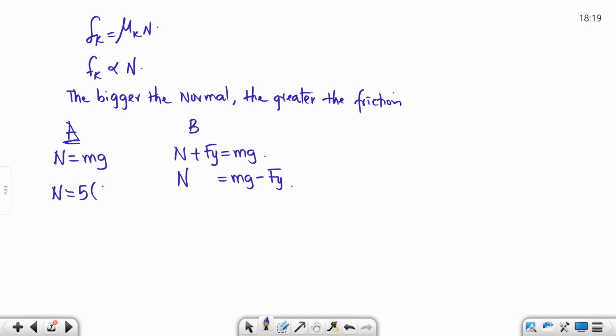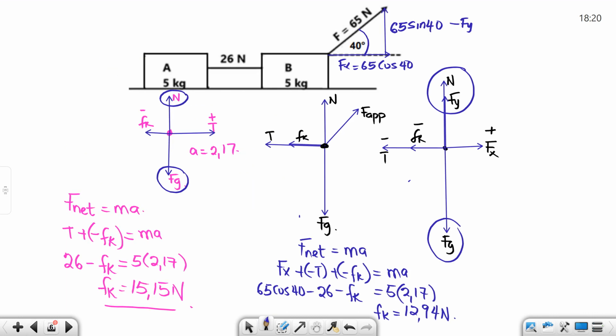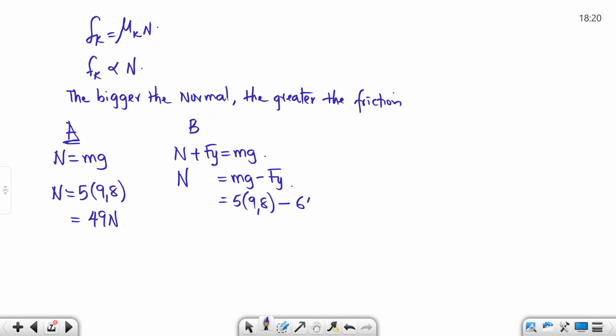And you can do the calculation now if you want. What is the mass? 5 and 9,8. This will give us 49. What about this? 5 times 9,8 minus, what is my Fy? 65 sine 40. Do you want to give me an answer? Quickly. You would see that my normal forces are not the same.